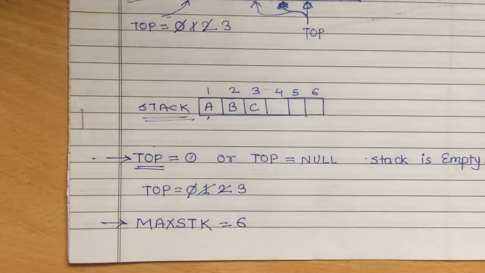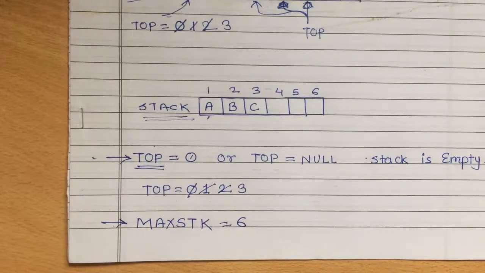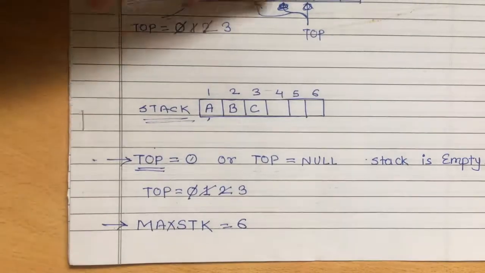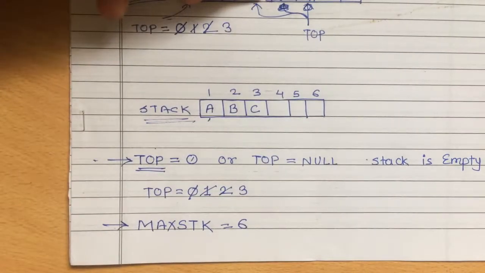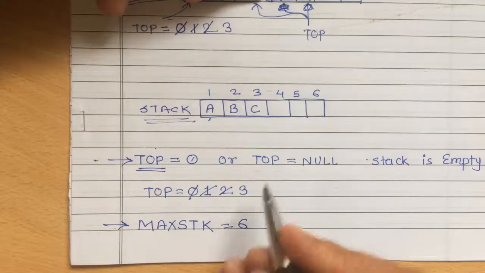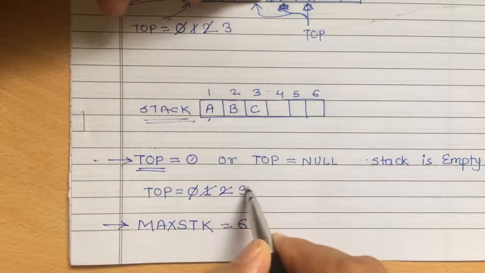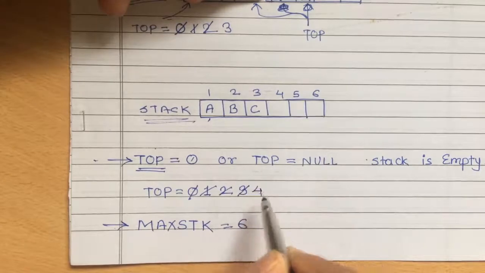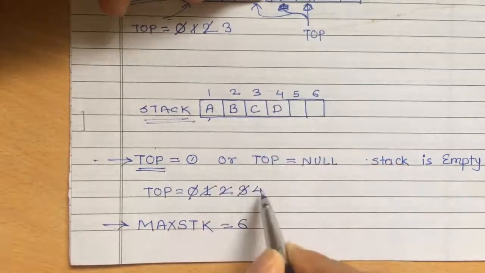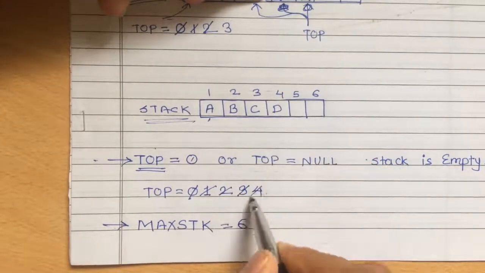So max stack represents the maximum number of elements that can be held by the stack. Here we can insert a maximum of 6 elements. Here I have inserted 3 elements. Then I will increase the value of top by 1. Top becomes 4. Then I will insert one more element at the 4th location.